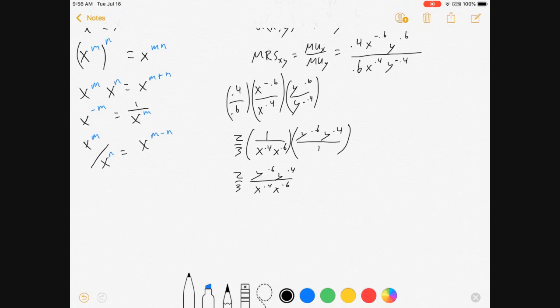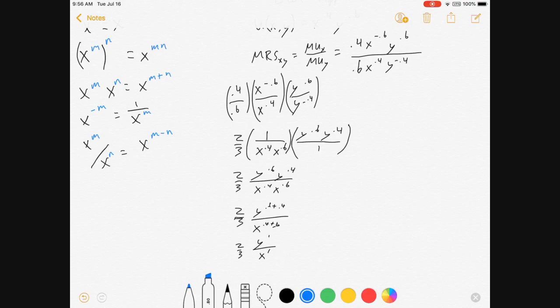Now, my next rule I'm going to do, I'm going to take advantage of this product rule, where my m's and n's are 0.4s and 0.6s. And so what's that going to look like? Well, 2/3 times y to the 0.6, y to the 0.4 is y to the 0.6 plus 0.4 over x to the 0.4 plus 0.6. And that's 2/3 y to the 1 over x to the 1.